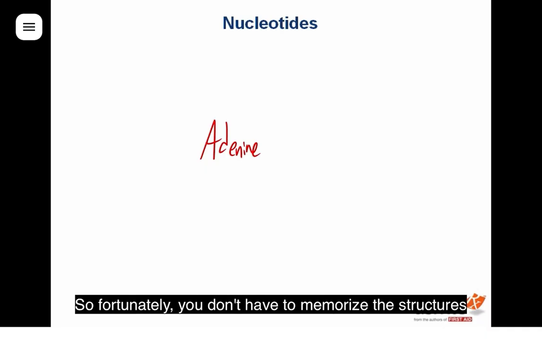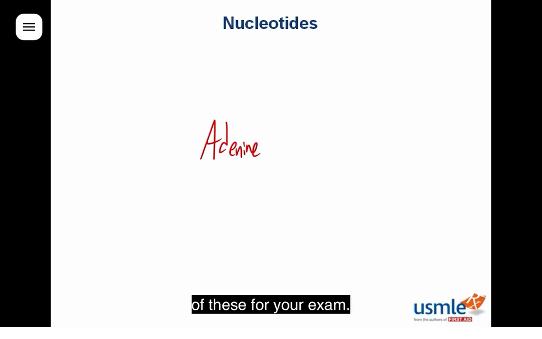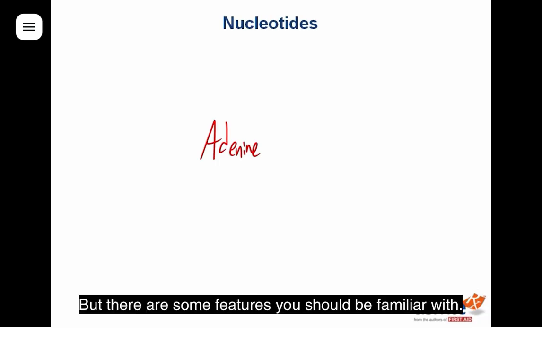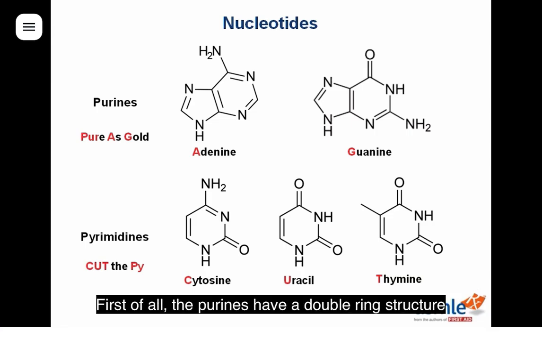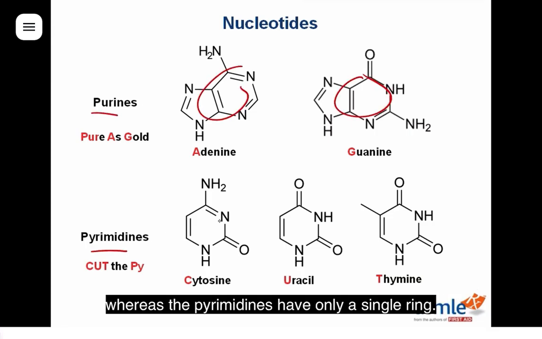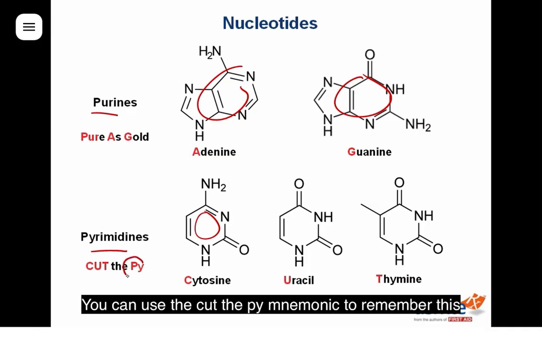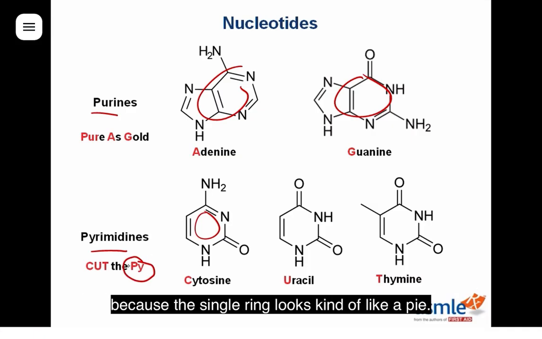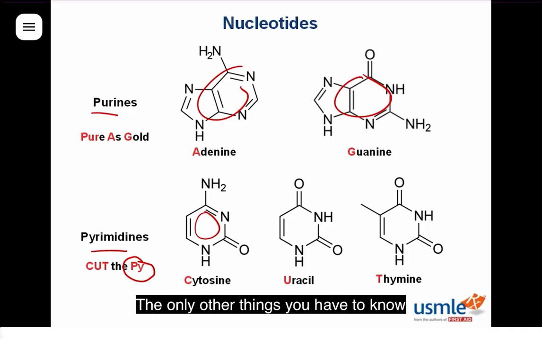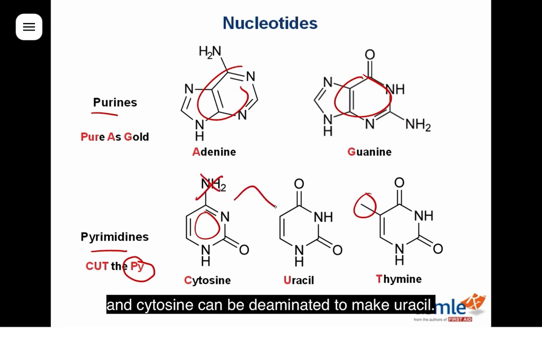So fortunately, you don't have to memorize the structures of these for your exam, but there are some features you should be familiar with. First of all, the purines have a double ring structure, whereas the pyrimidines have only a single ring. You can use the cut the pi mnemonic to remember this, because the single ring looks kind of like a pie. The only other things you have to know for the Step 1 are that thymine has a methyl group here, and cytosine can be deaminated to make uracil.